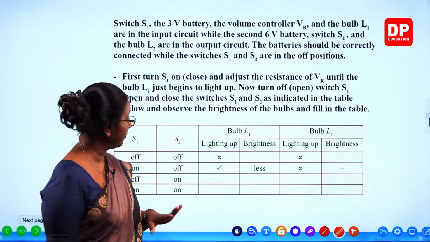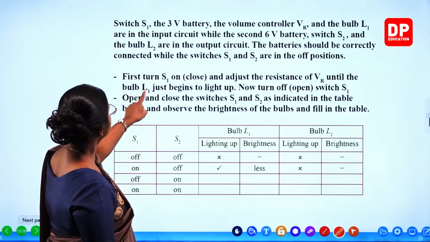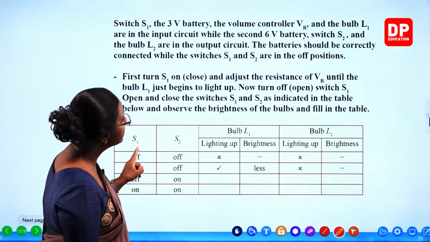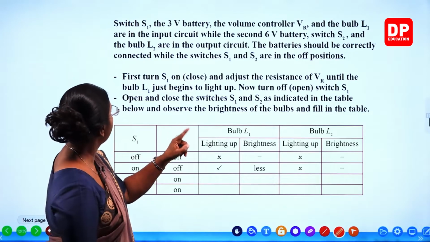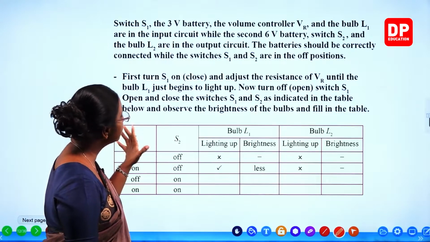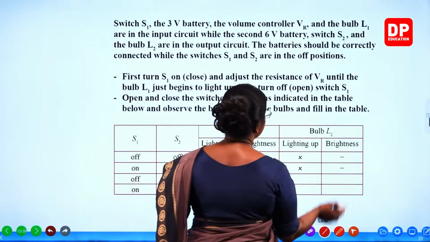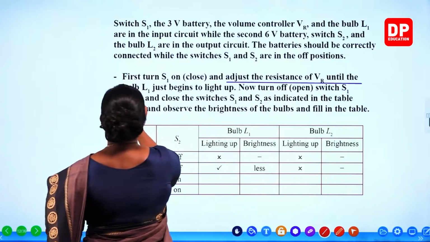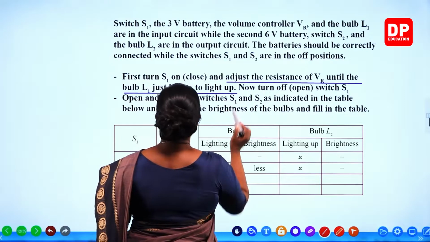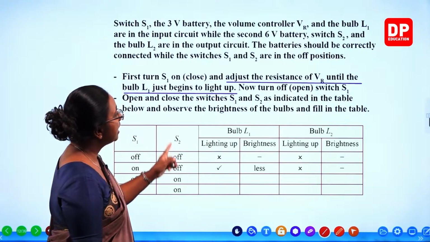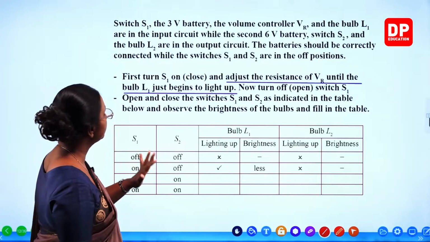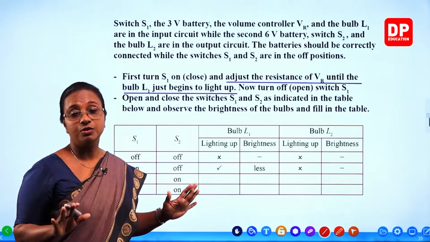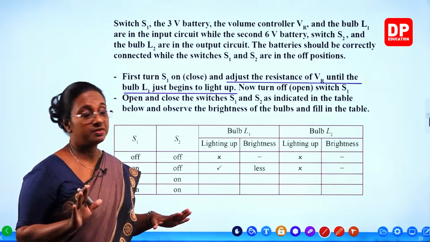Then first turn on S1, that is close S1, and adjust the resistance of VR until the bulb L1 just begins to light up. So that is important. Adjust the resistance of VR until bulb L1 just begins to light up. Now turn off, that is open, switch S1. So now the circuit is ready to operate and to get the observation.